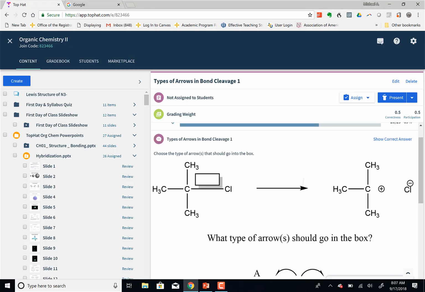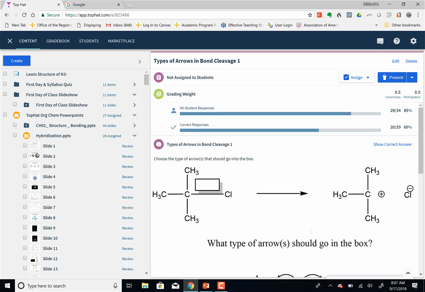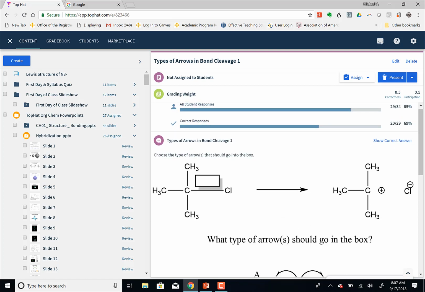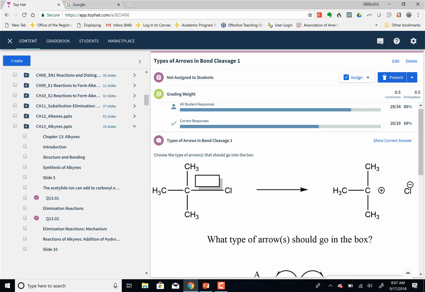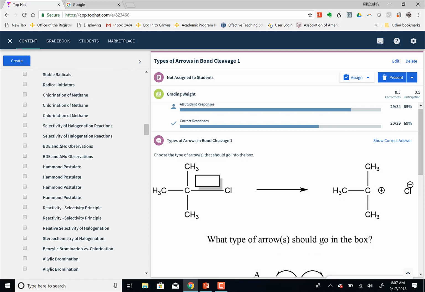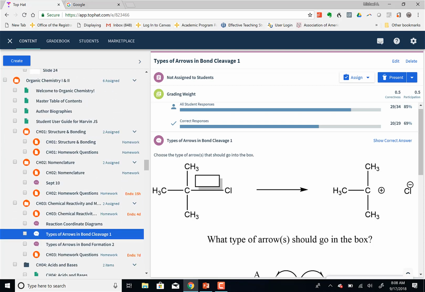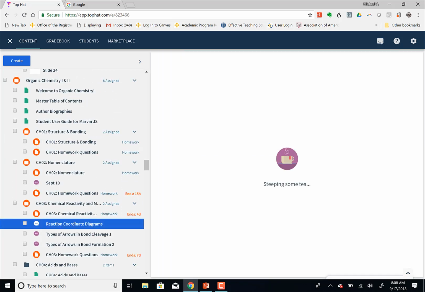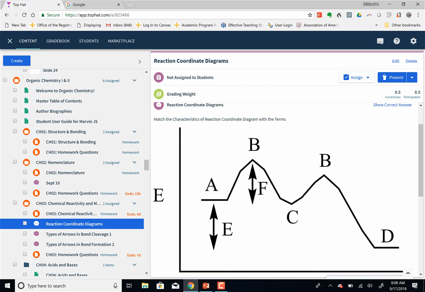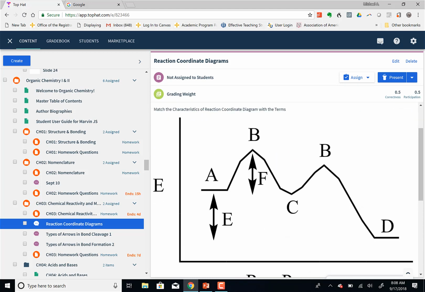Okay, here was the, let's see, question number 1. So chapter 3 is an introduction to our reaction mechanisms, and to get us all on the same page when it comes to terminology. So for this reaction coordinate diagram, what was A?